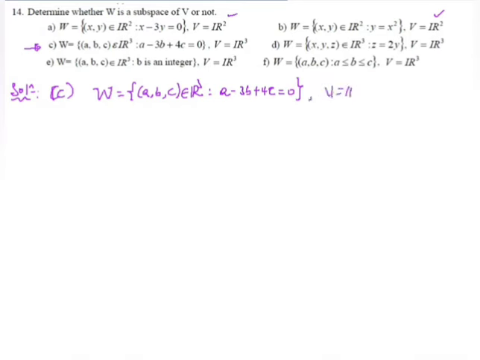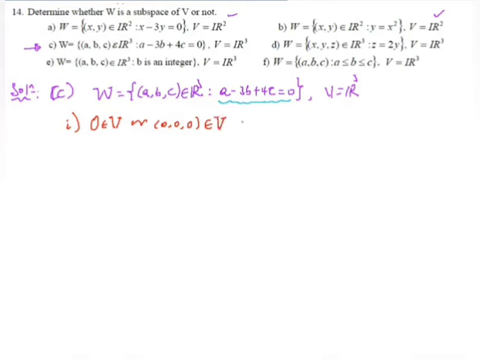Our vector space is 3 dimensional, and W contains triplets, 3 dimensional, that satisfy this condition. So we will see whether this is a subspace or not. Okay, the first one, the zero in the vector space. Our first job is to verify step 1, 0 in V.